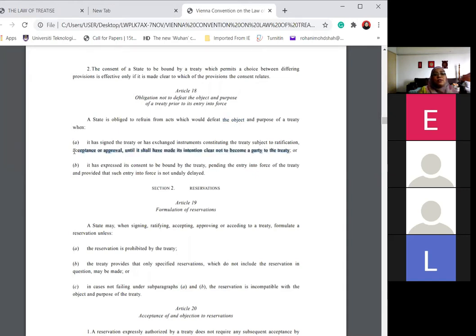Kalau you tak nak, you say so. All right. Then it becomes a contract and it's not a treaty. Or it has expressed consent. All right. Pending the entry into force that it will not, okay, right?